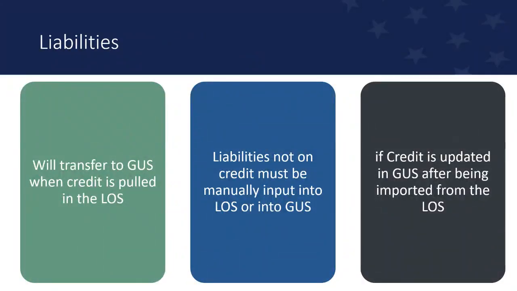Liabilities are populated into GUS when the credit report is pulled in from your LOS when the file is imported. The lender must pull in the credit report using the Fannie Mae interface on the Credit Underwriting tab by using the reference number, username, and password. Liabilities that are not on the credit report must be manually input into your LOS and transferred over, or input directly into GUS. You will populate liabilities in your LOS and then import the file with liabilities into GUS.